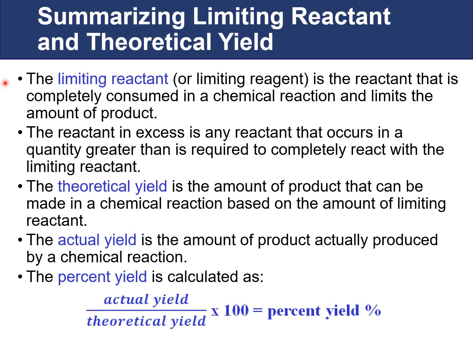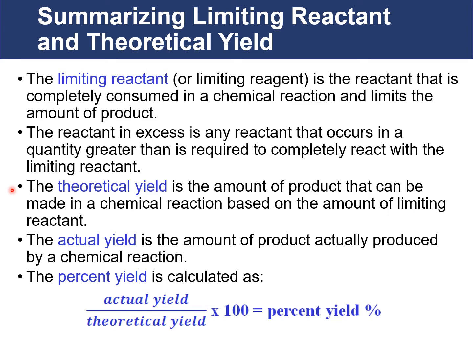The limiting reactant is the reactant that is completely consumed in a chemical reaction and limits the amount of product that can be formed. The other reactant would be in excess. There would be some left over when you're all done with the reaction. The reactant in excess is any reactant that occurs in a quantity greater than what is required to completely react with the limiting reactant. This means that the excess reactant will be left over when the reaction goes to completion.